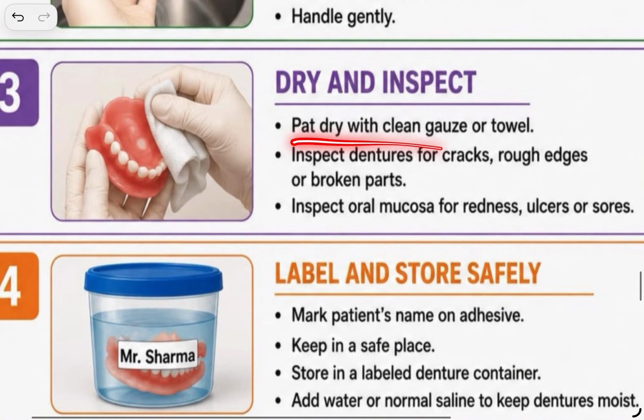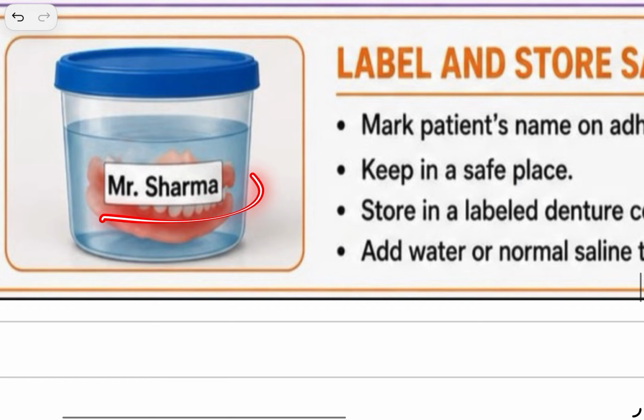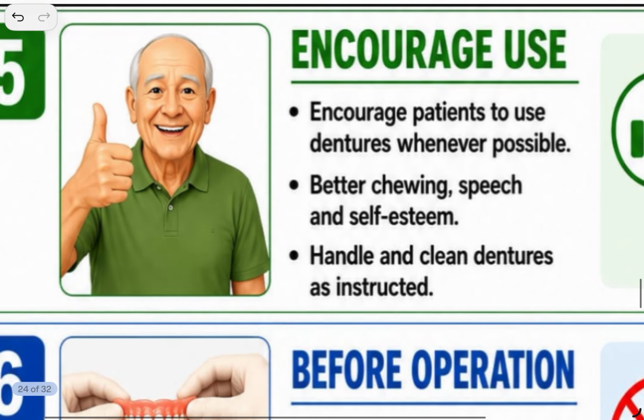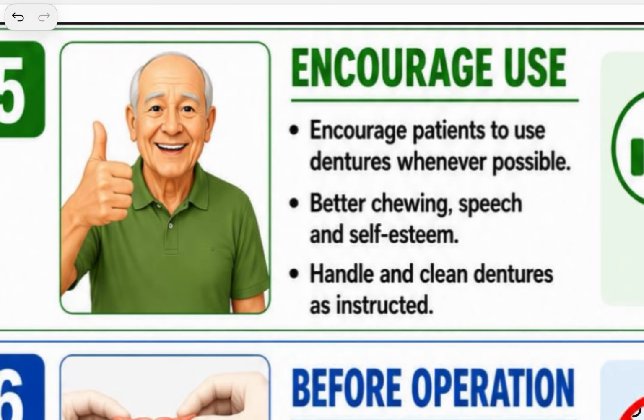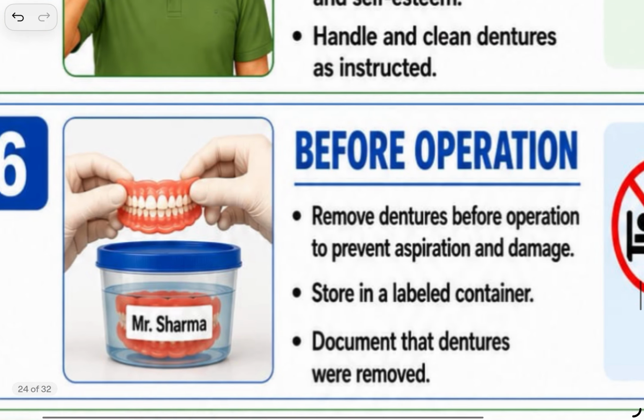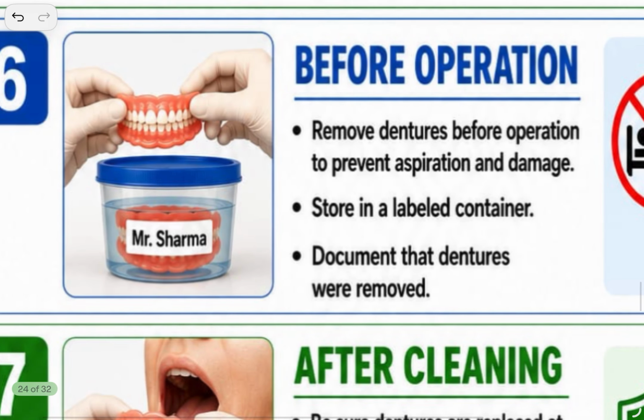Next, pat it dry and inspect. You need to pat it with dry gauze or a dry towel. Clear? It should be done gently, not hard. And label it. What is the name? Mr. Sharma and Drishya, right? You need to label it correctly and keep it in a safe place. Clear? And encourage the patient to use it. You need to encourage the patient's self-esteem and encourage better chewing and better speech.